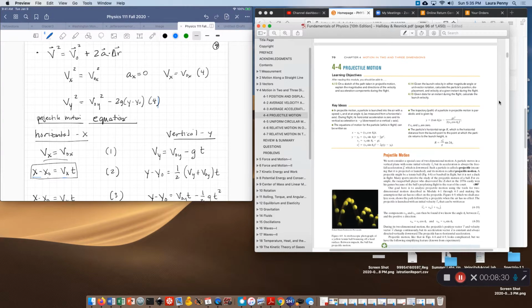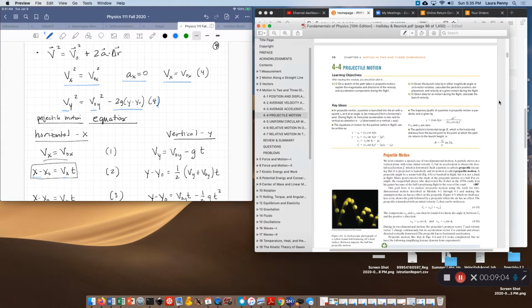And then finally our equation 4, which was V squared is equal to V naught squared plus 2A times X minus X naught, as we had before. If we put in that AX is 0, we just get that Vx squared is equal to V naught X squared, or that Vx is equal to V naught X, which I already knew again. But what I get out from the Y is that Vy, the final Y velocity squared, is the initial Y velocity squared, minus 2G times Y minus Y naught.